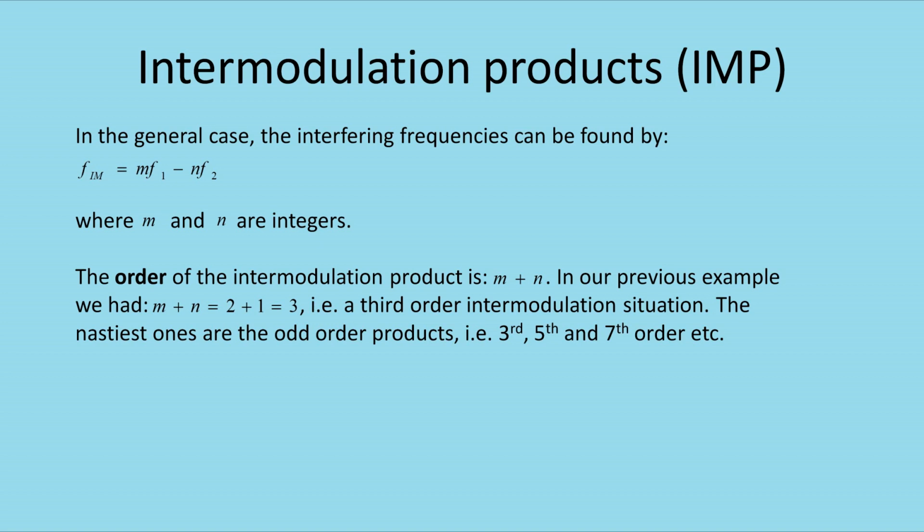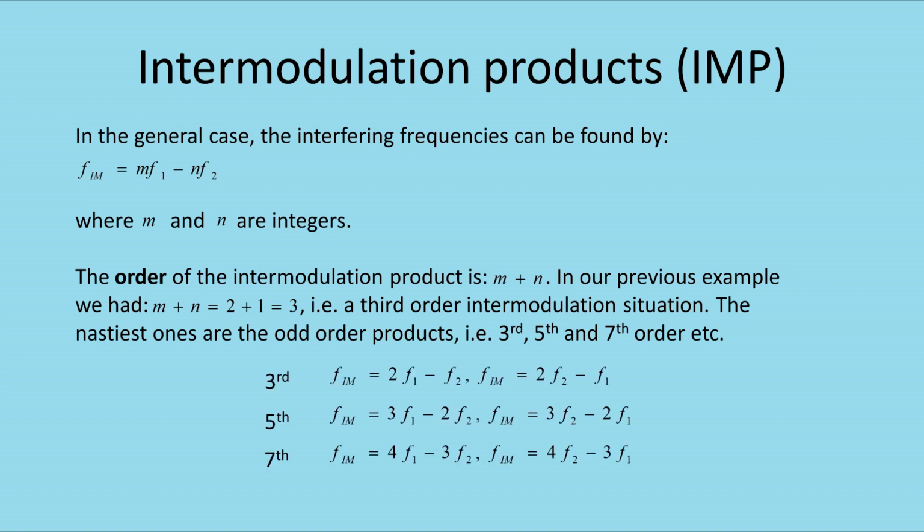The nastiest ones are the odd-order products, for example, third-order, fifth-order, and seventh-order intermodulation products. Here we see the expressions for the frequencies of the third-order, fifth-order, and seventh-order intermodulation products. Note, they always appear in pairs.